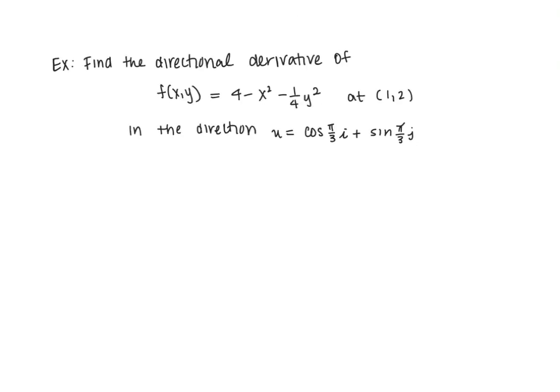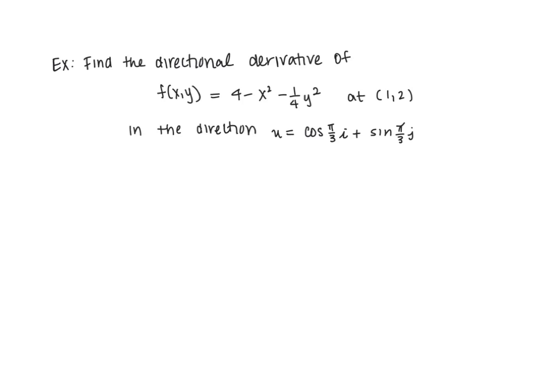Alright, so this first example: find the directional derivative of f(x,y) = 4 - x^2 - 1/4 y^2 at the point (1, 2) in the direction of the unit vector u = cos(pi/3) i + sin(pi/3) j. Now, in multivariable calculus, u is usually reserved for the unit vector. So if you see u equals, it's safe to assume that it's the unit vector.